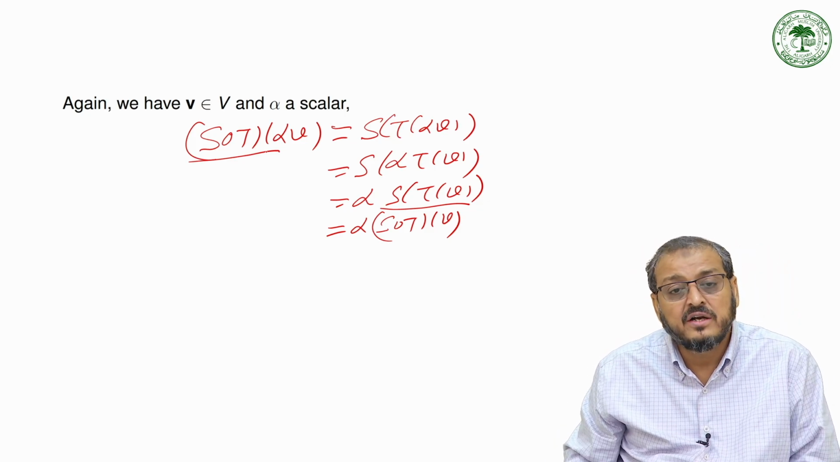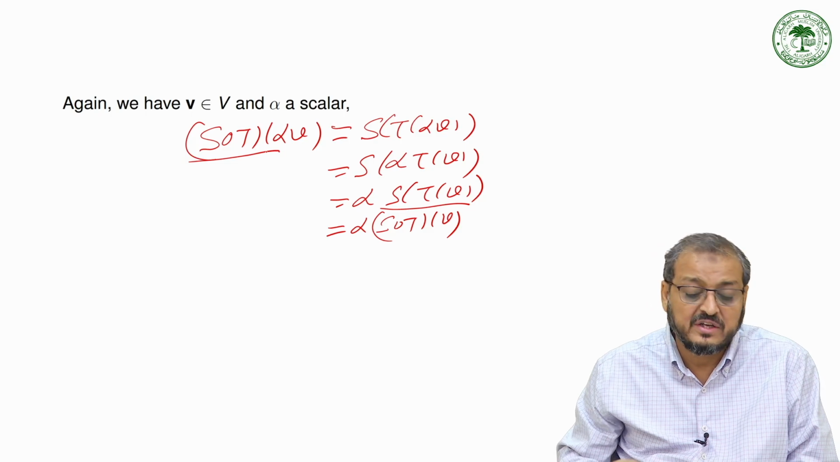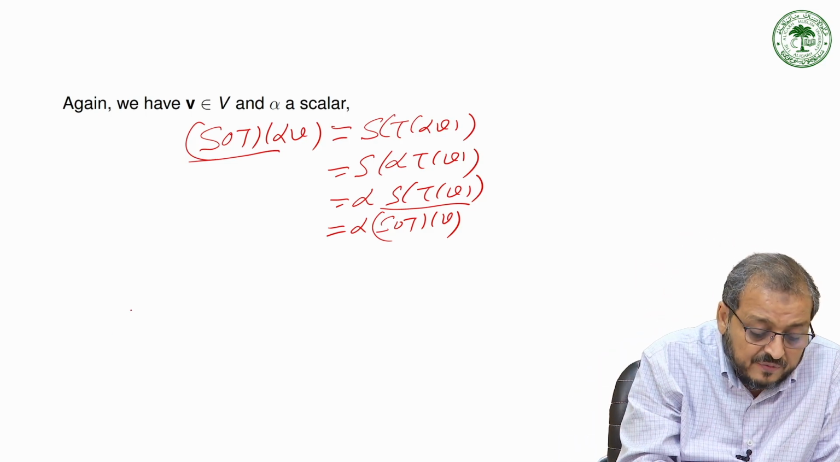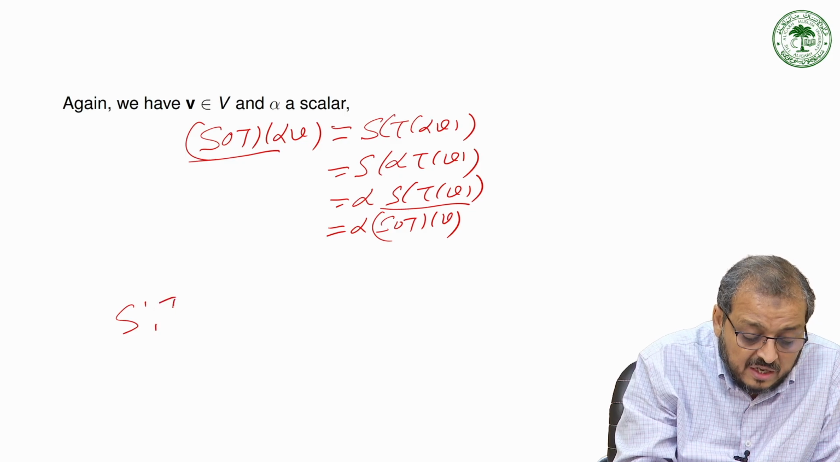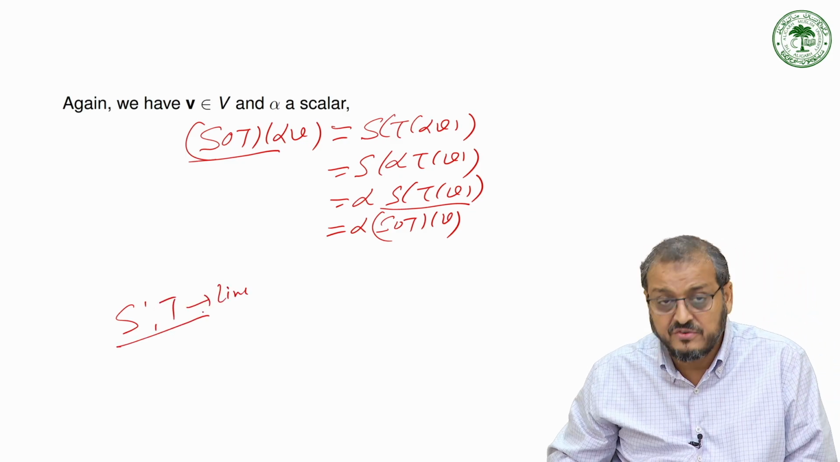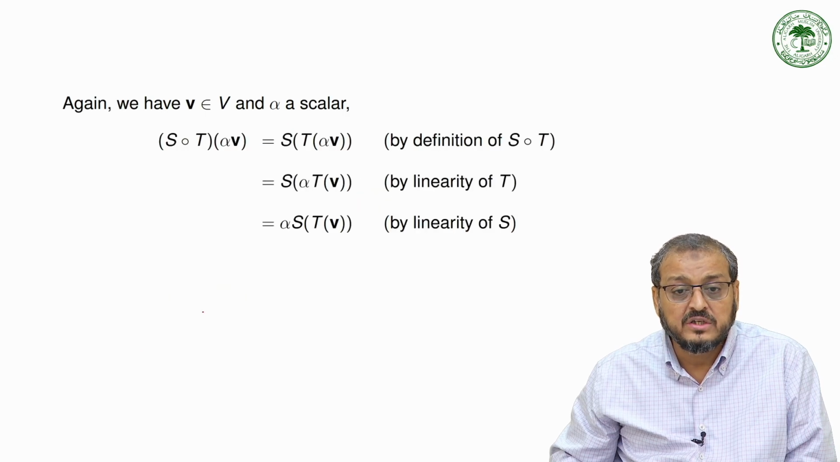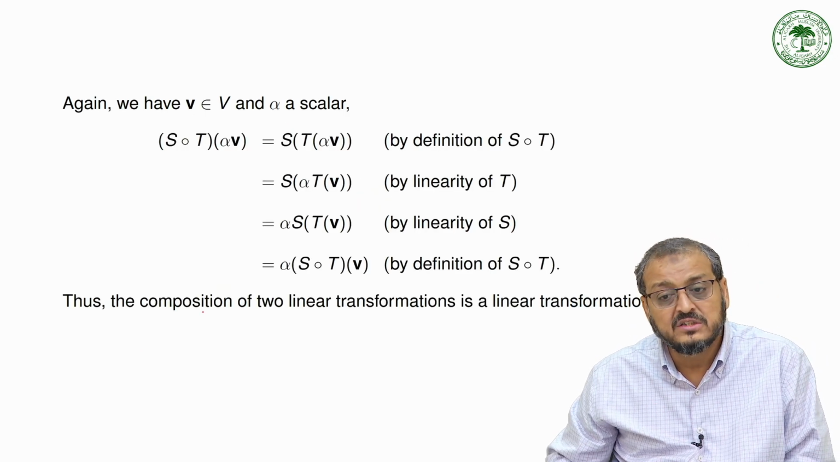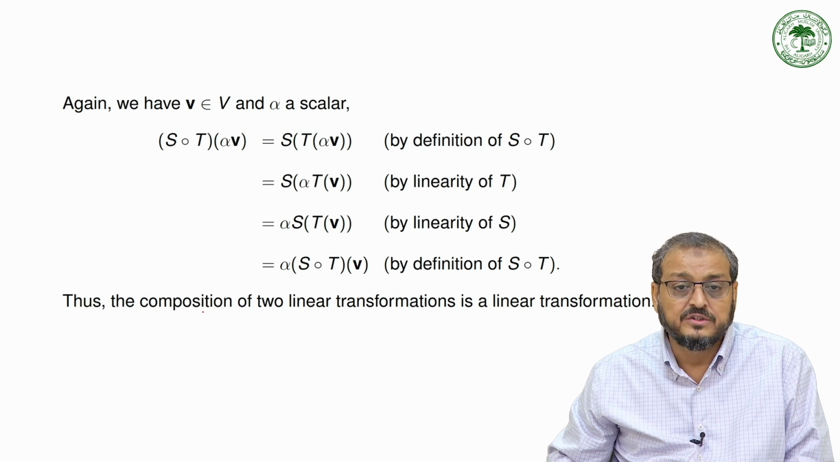And if both the conditions of linearity are satisfied, then we can say that S composition T is also a linear map. So if S and T are two linear maps, then S composition T is again a linear map. Okay, so this means the composition of two linear transformations is again a linear transformation.